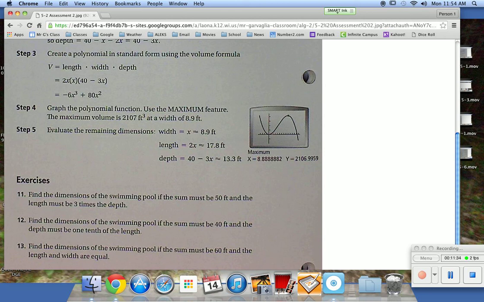The length is 3 times the depth, so what would the length be? Length is 3 times the depth. So we'd set our depth at x, right? We'd set our length at 3x. What would our width be of the pool? 50 minus 4x, right? That would be our width. So that's how it changes up in here. That's the kind of thing they want you to do. 11, 12, 13. So you guys got those to work on? All right.